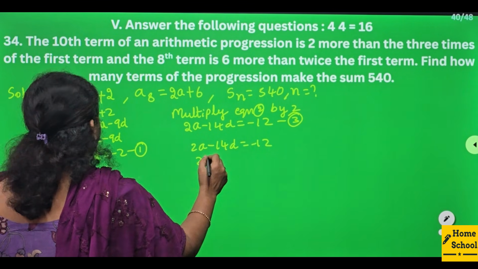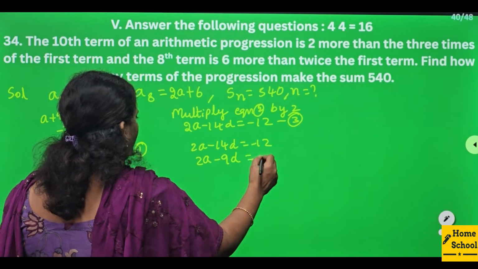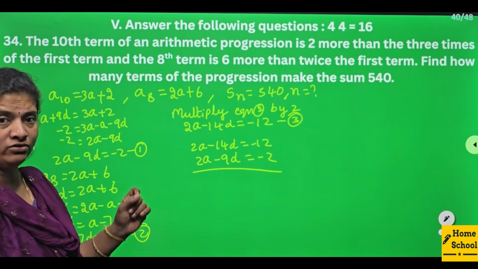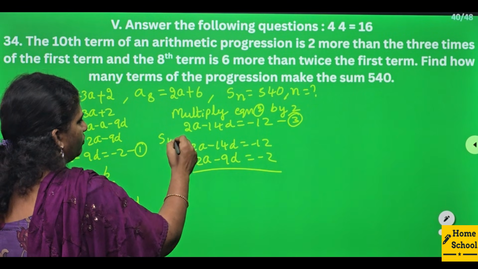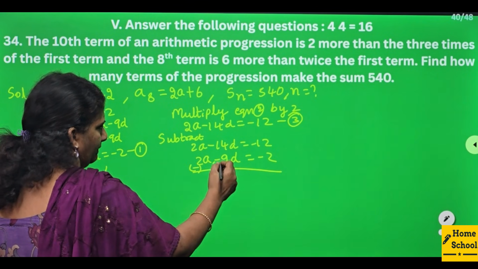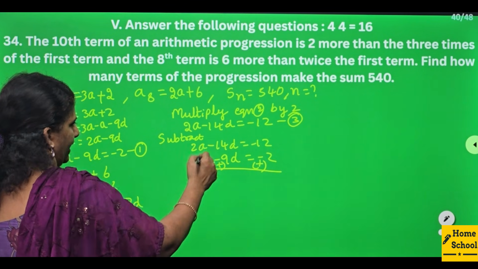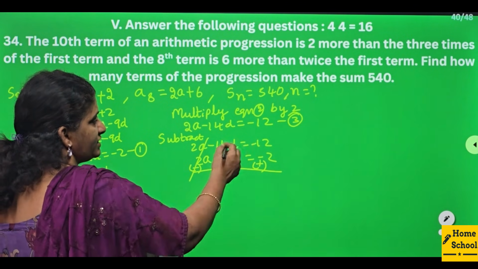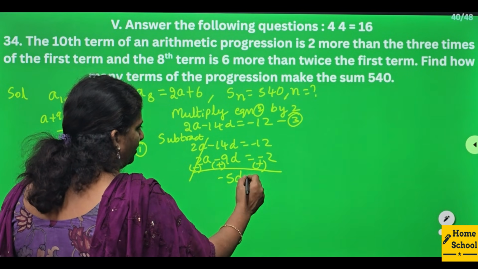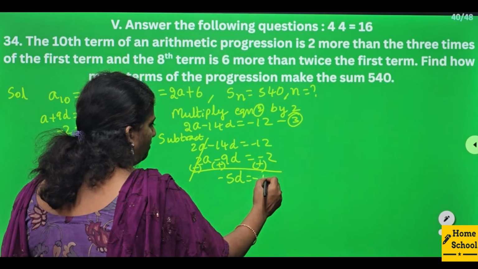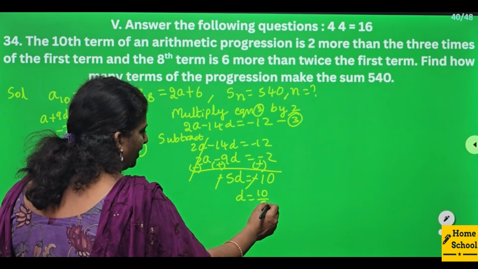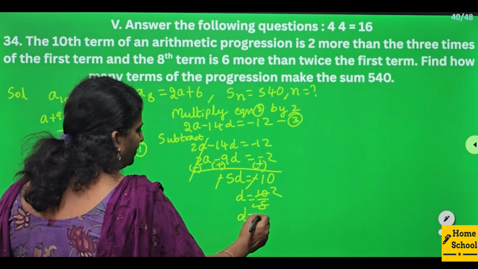And the first equation, 2A minus 9D is equal to minus 2. How do you solve this? Add or subtract? We need to subtract. So subtract both the equations. Subtract means change sign. 2A minus 2A cancel. Minus 14D plus 9D will be minus 5D. Minus 12 plus 2 will be minus 10. Minus minus cancel. D is equal to 10 by 5, that will be 2. Common difference is 2.